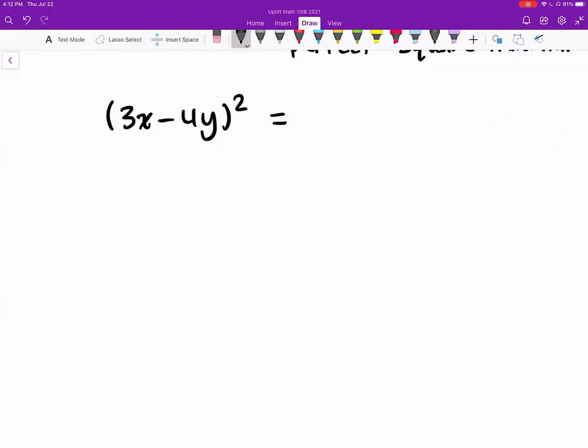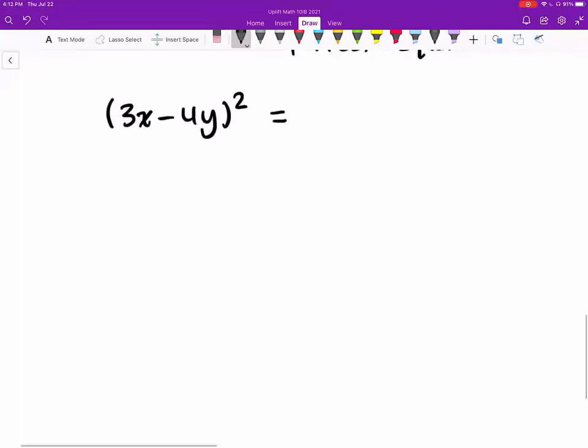9x squared minus 24x. Close. Really close. Plus y. It should actually be 9x squared minus 24xy plus 16y squared. It's fine, Edward.